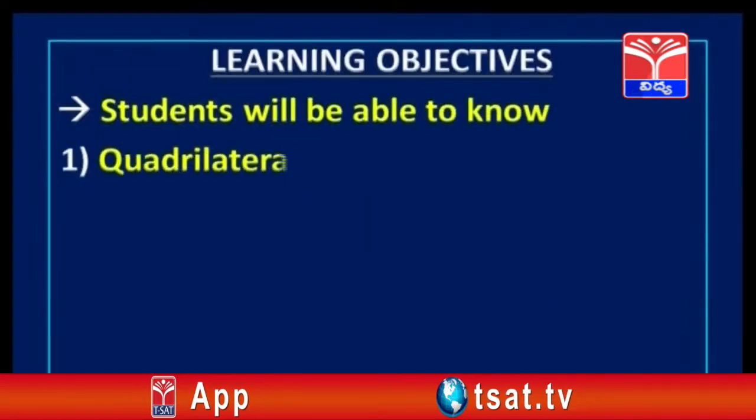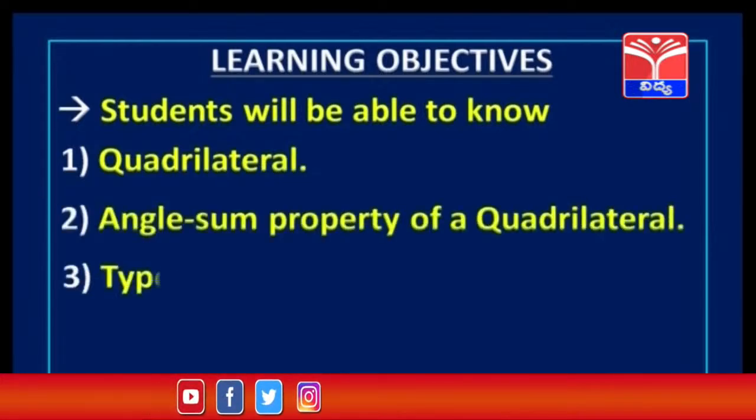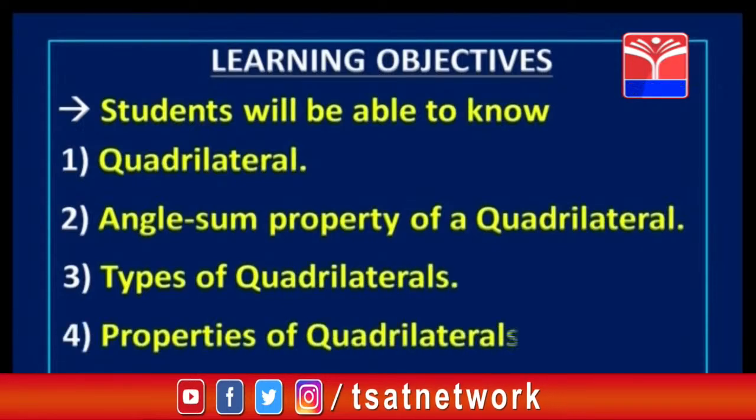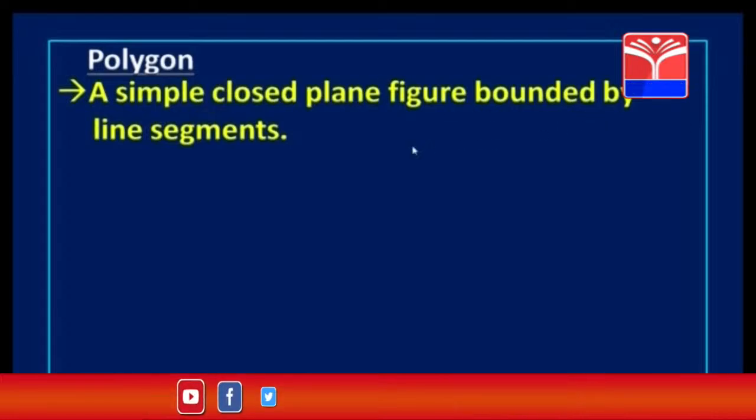You will be able to know what is a quadrilateral, angle sum property of a quadrilateral, types of quadrilaterals, properties of quadrilaterals. Okay children, first let us understand what is a polygon. A simple closed plane figure bounded by line segments is called a polygon.